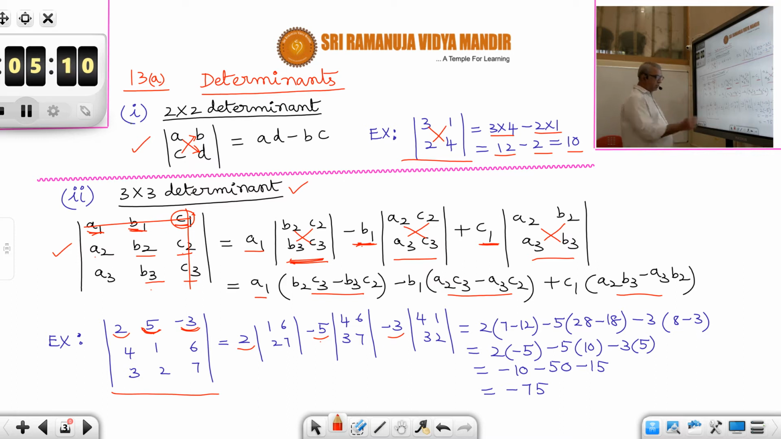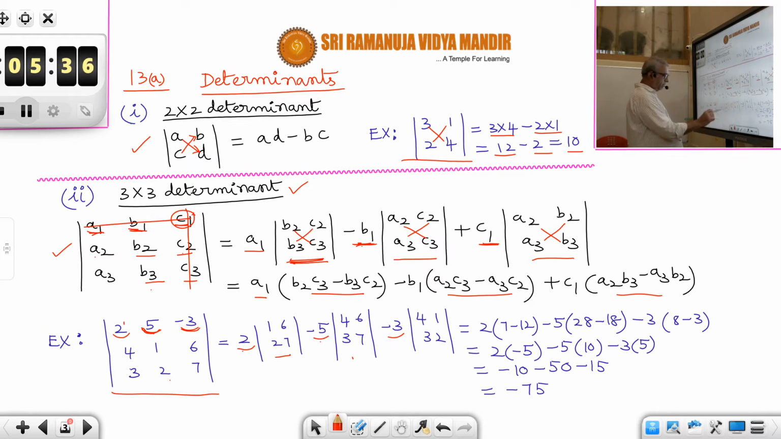Next, for 2 into what? For 2, leave the first column and first row. What are the 4 elements remaining? 1, 6, 2, 7. Similarly, for minus 5, you leave the second column and first row. Remaining elements 4, 6, 3, 7. Similarly, for minus 3, you remove the third column and first row. Remaining 4 elements 4, 1, 3, 2.